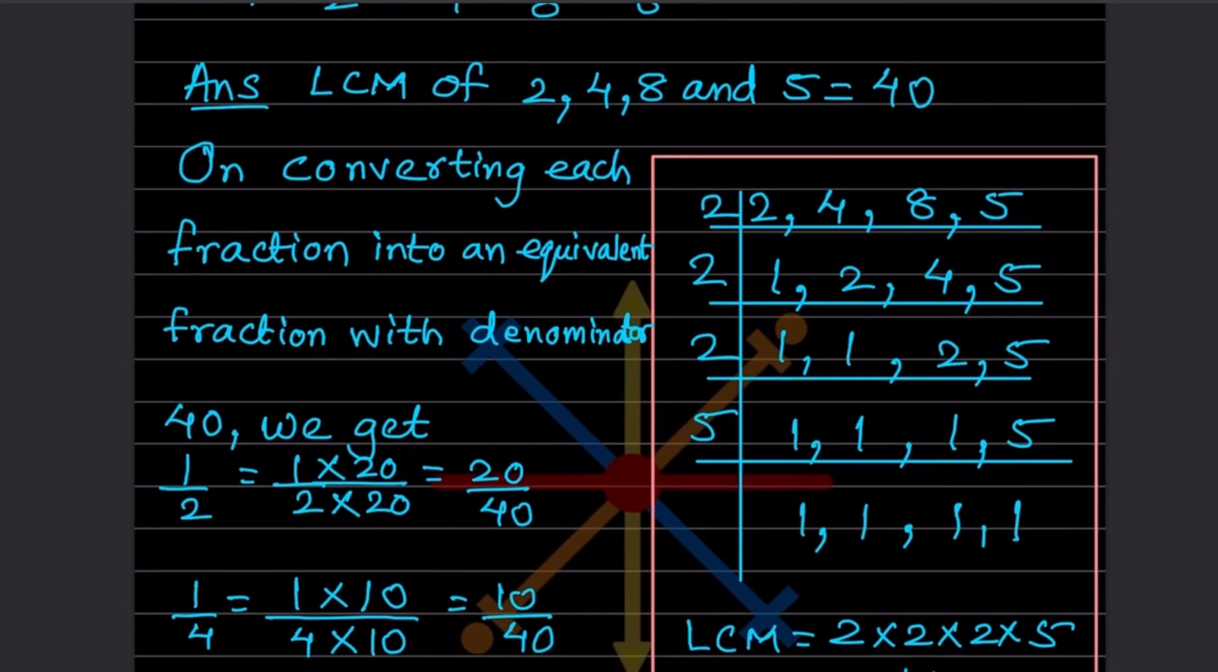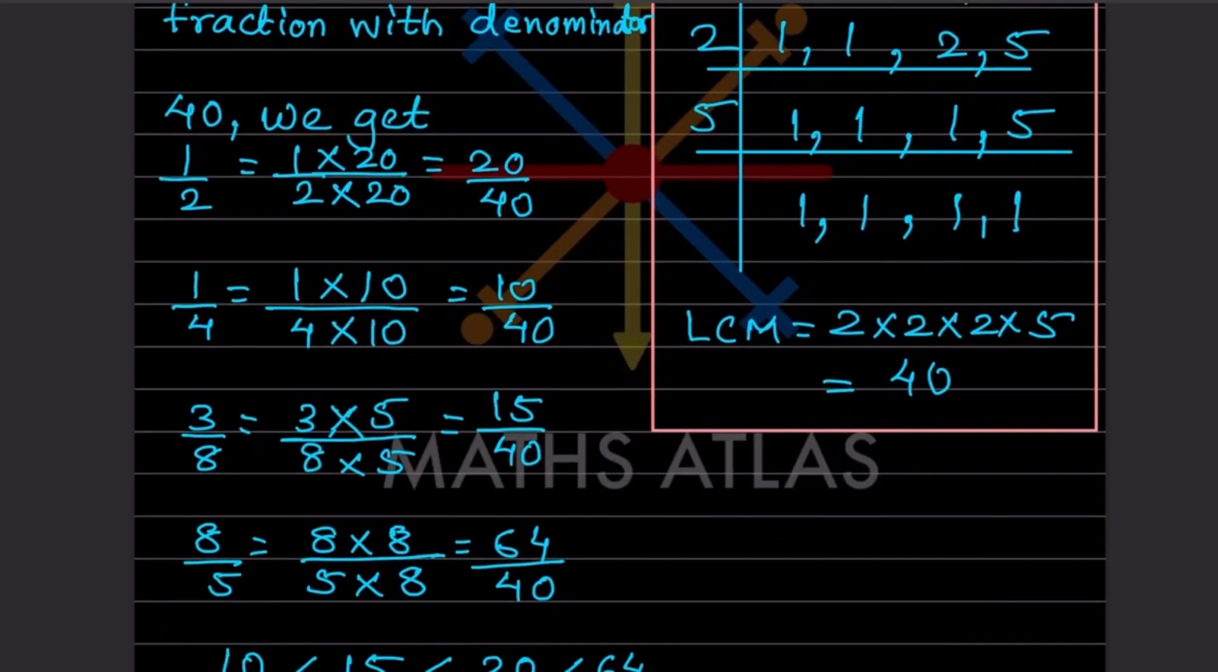The third number, what are you going to take here? Same, you have to make it 40. So here 8 5s are 40, because this is multiplied by 5, this also should be multiplied by 5. 15 by 40. Then 8 by 5. 5 times 8 is 40, so this is multiplied by 8, and this also should be multiplied by 8. 8 times 8 is 64, so 64 by 40.